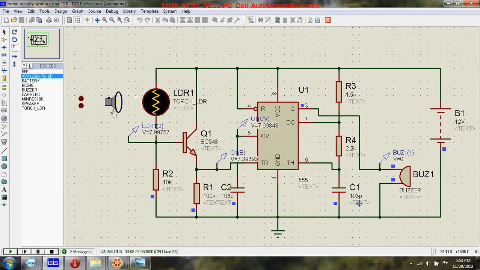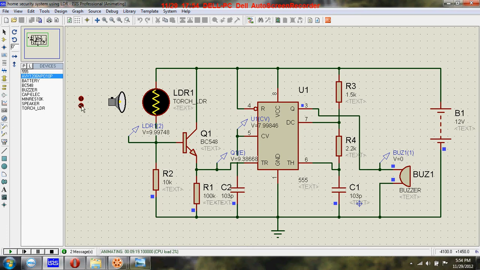So let's see what happens when we move this away from this LDR, or when the light is being intercepted by an object. Look, so here you can see this trigger input is greater than this control voltage, right? So here we are not getting any output, or the output is 0 volts, hence this buzzer will be off.